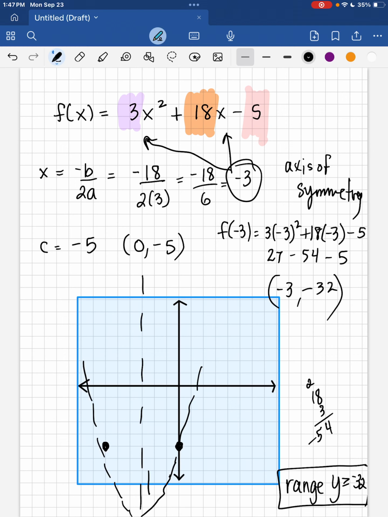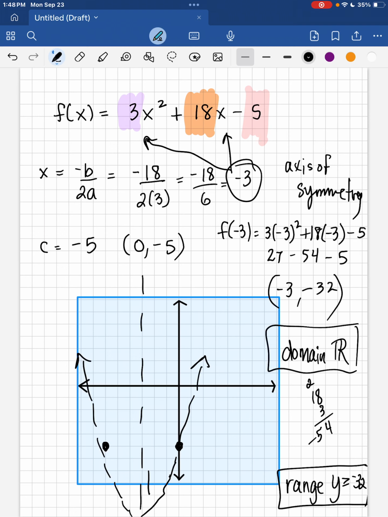Okay? For my domain, if I were to squish this, compress it to the x-axis, these arrows right here would keep going forever and ever and ever. So my domain is all real numbers.